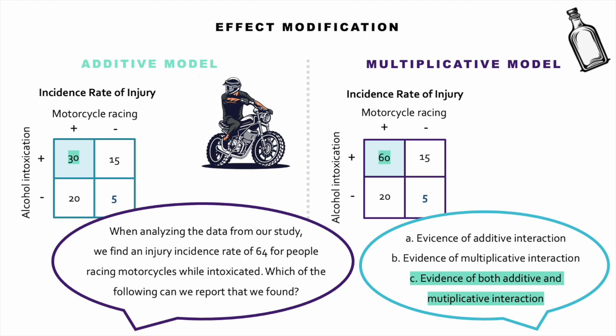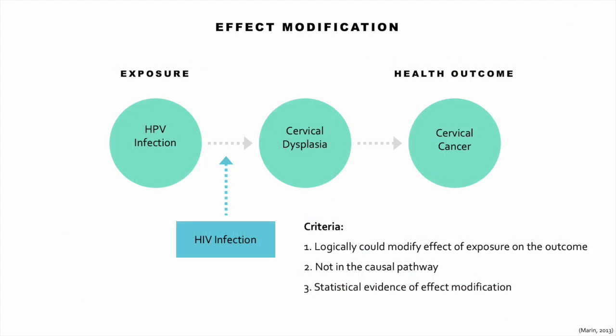To be an effect modifier, a variable should meet the criteria of being logically able to modify the effect of the exposure on the outcome of interest. It should not be on the causal pathway, and you should be able to find a statistically significant effect that there's evidence of effect modification occurring. You may not know if there is effect modification, that's why you're researching it, but it should be something that makes sense. It shouldn't be something illogical like ice cream causing shark attacks.